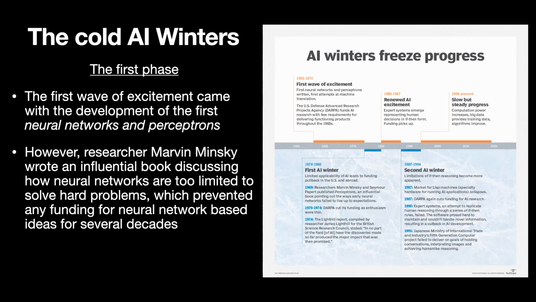The first wave of excitement came in AI with the development of the first neural networks and perceptrons, which are basically a very simplified version of an integrate and fire neuron, just minus any integration. However, there was a researcher, Marvin Minsky. He wrote a very influential book discussing how neural networks are too limited to solve hard problems. And this prevented any funding for neural network-based ideas for several decades, actually. Once this book was written and he was talking badly about neural networks, nobody funded it for 20, 30 years.